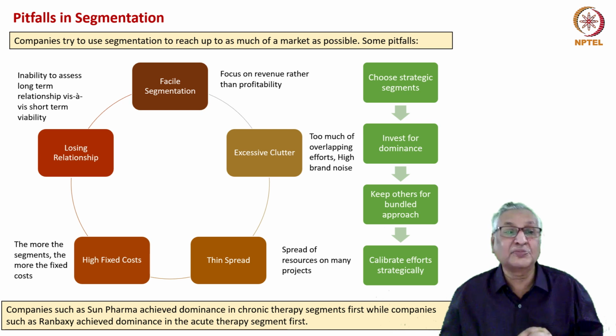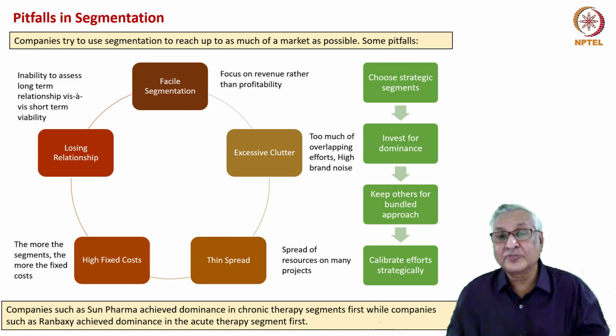Then losing relationship: the inability to assess the long-term relationship vis-a-vis the short-term viability. Segmentation drives short-term viability, and that may or may not lead to a long-term relationship. The driving of relationship through segmentation should lead to strong relationship building. It should not be only for revenue. Therefore, you have to choose strategic segments optimally, invest for dominance in those strategic segments, keep others for a bundled approach, and calibrate efforts strategically.